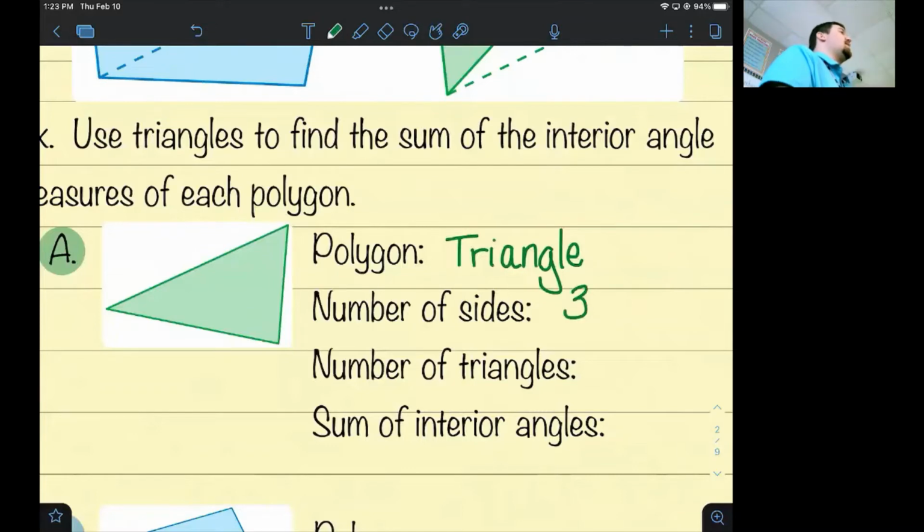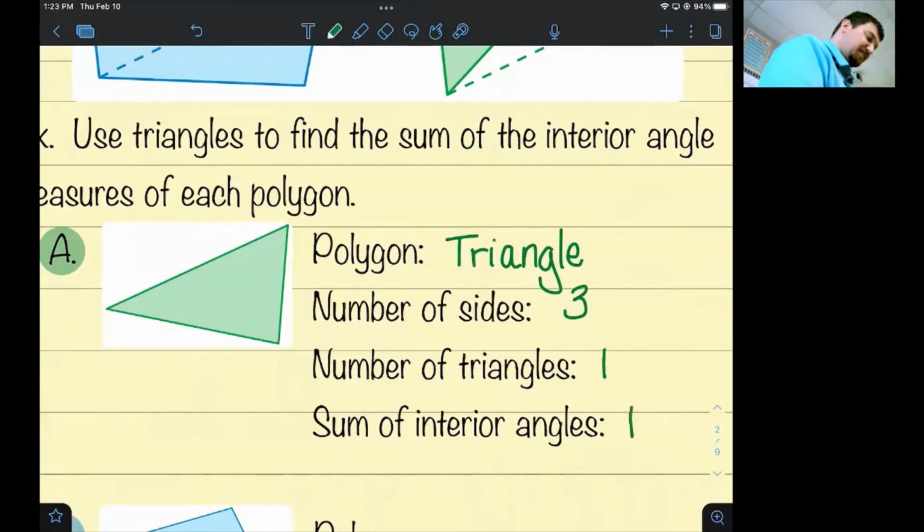All right, the number of triangles within that triangle. How many triangles can you draw within that triangle? Just one. Only one triangle. So the sum of its interior angles is 180 degrees.